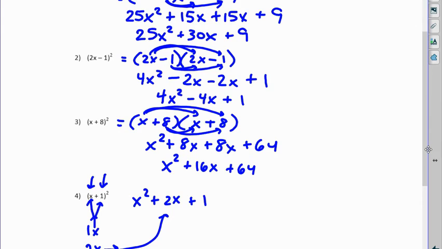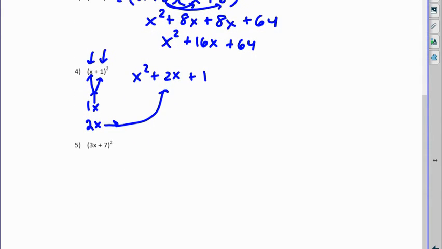But you have to be really comfortable with the idea that a binomial, which has two terms in the expression, when it is squared, will become a trinomial. And so I'll do that trick again.